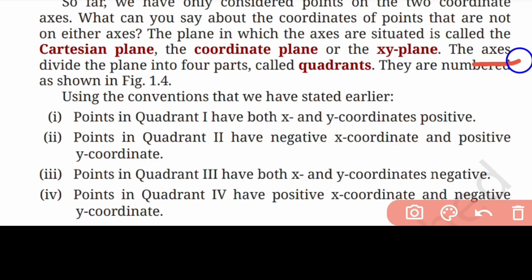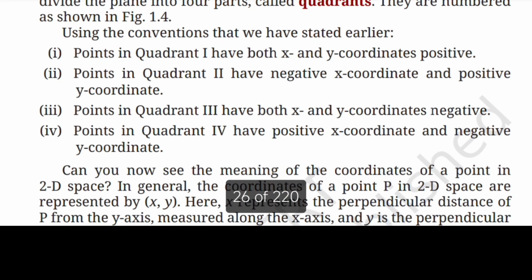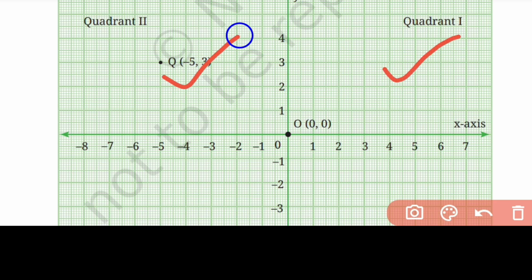This is the plural form for axis. Both x-axis and y-axis divide the xy plane into 4 parts and each part is called a quadrant. So totally we have 4 quadrants. Let us discuss these quadrants. This is quadrant 1, this is quadrant 2, this is quadrant 3, and this is quadrant 4.